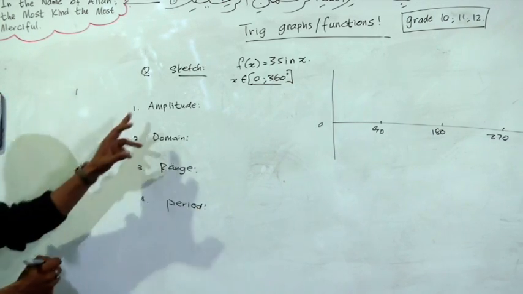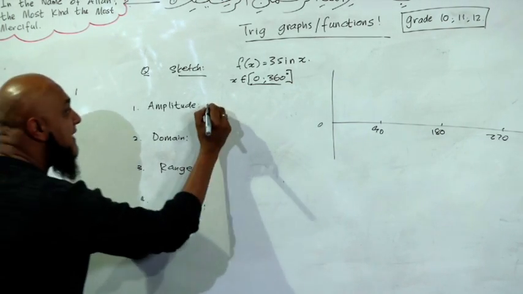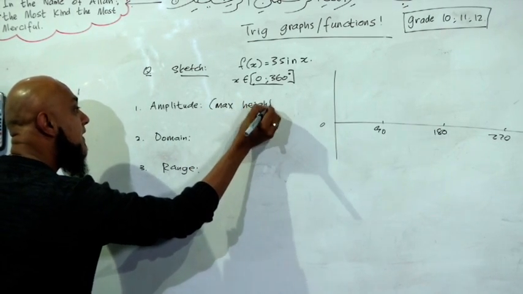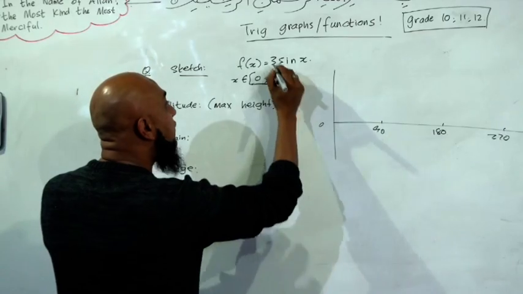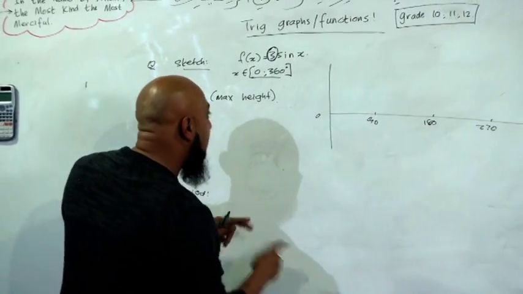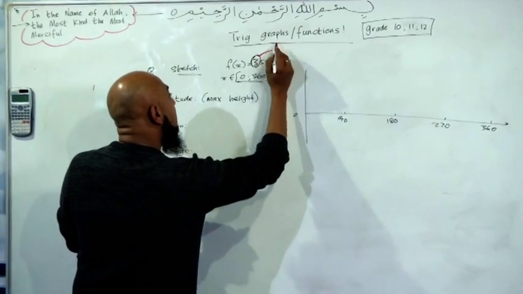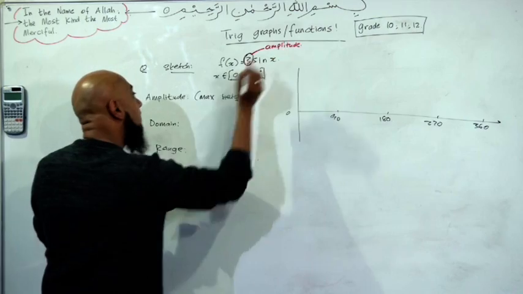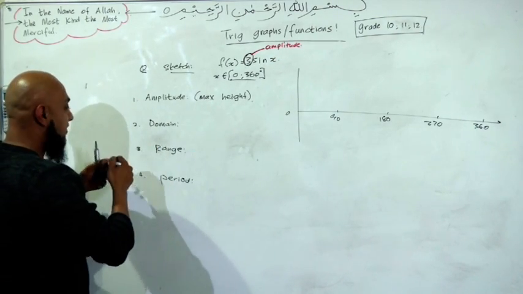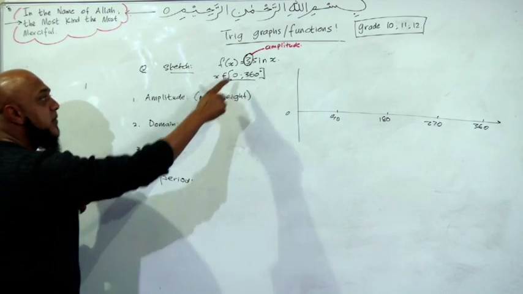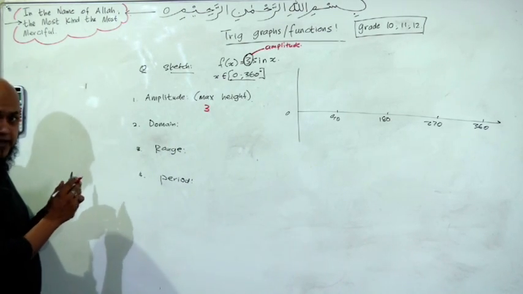The amplitude, I want you to remember, is the maximum height that the graph would achieve. And what is the maximum height from here? It's given by that number in the front. The coefficient there represents your amplitude. So the question asks, what is the amplitude of the graph? The amplitude is 3. Where did we get the 3 from? We got it from there.